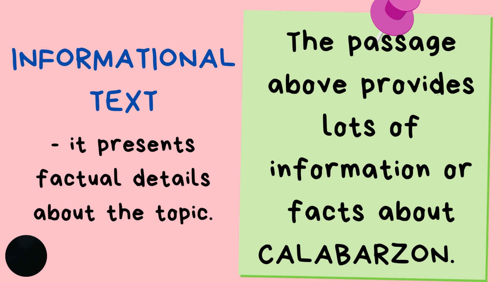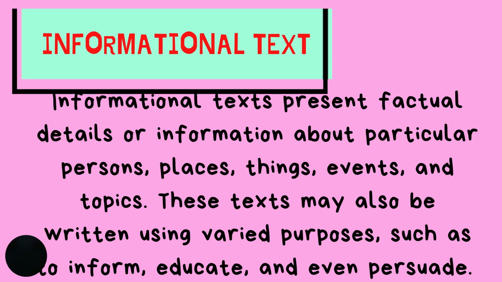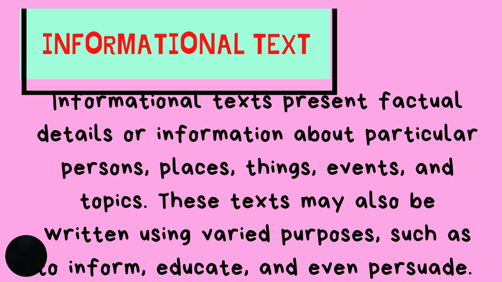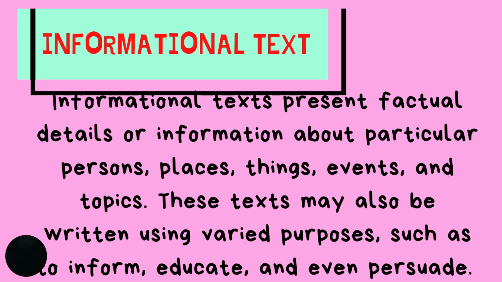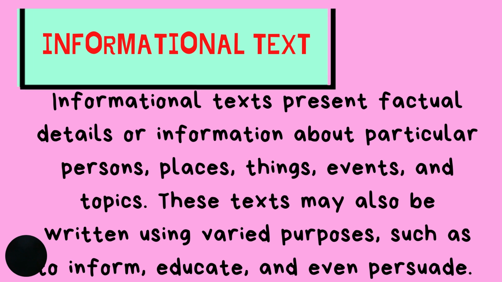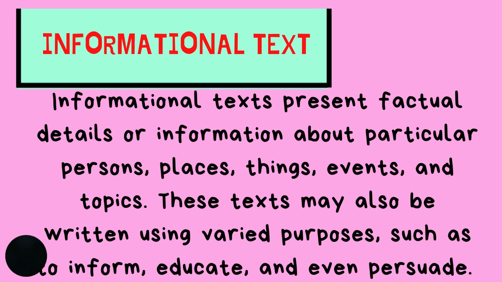The passage that we have read provides lots of information or facts about Calabarzon. That is what we call informational text. It presents factual details about the topic. What is informational text? Informational text presents factual details or information about particular persons, places, things, events, and topics. These texts may also be written using varied purposes such as to inform, educate, and even persuade.